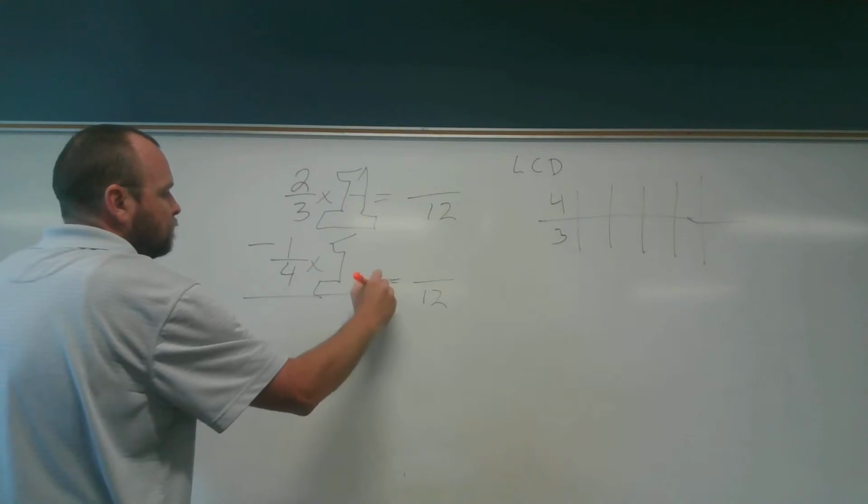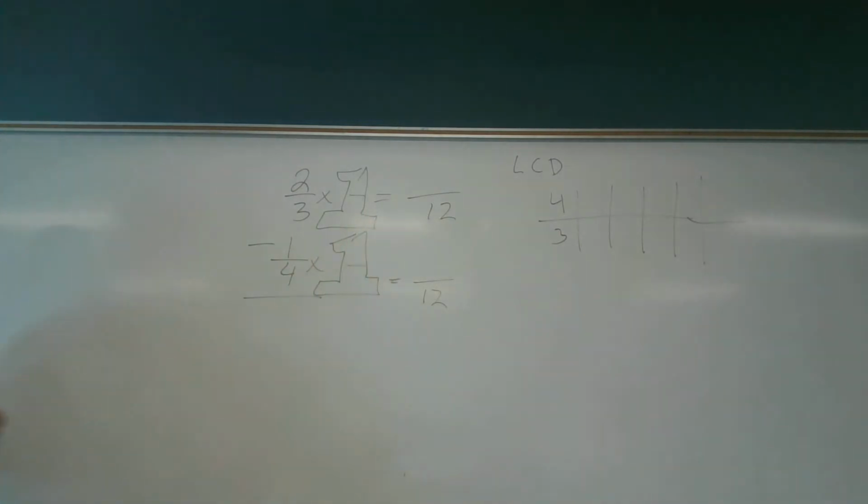Because if you multiply by a fraction that equals 1, I'm not changing the value. I'm just changing how it's written. So 2/3. What would I multiply that by, Mason? 3 times what is 12? 4. So I'd multiply by 4/4.